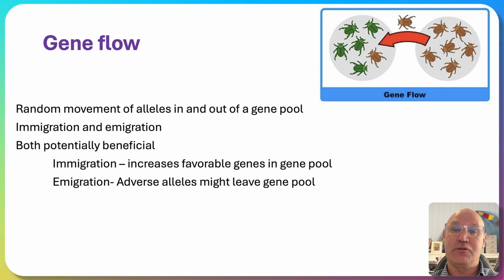Gene flow also is a random process, and it's when we have movement of alleles in and out of a gene pool. This occurs through immigration and emigration. It could be beneficial in several ways. Immigration might increase favourable alleles into a population. Emigration might be beneficial because unfavourable alleles might actually leave the population. So gene flow is generally beneficial and it increases the variation. And what we've said in the previous video is variation or a large gene pool is important for survival because it allows a species to be able to adapt to changes in their environment.